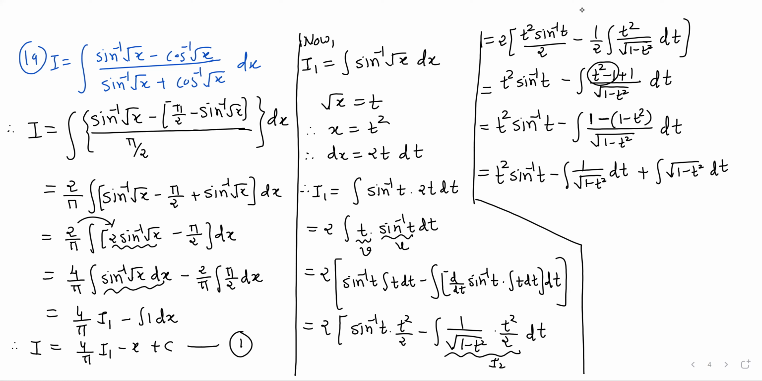Now, applying the integration formula. t square sine inverse t minus integration of 1 upon under root 1 minus t square.